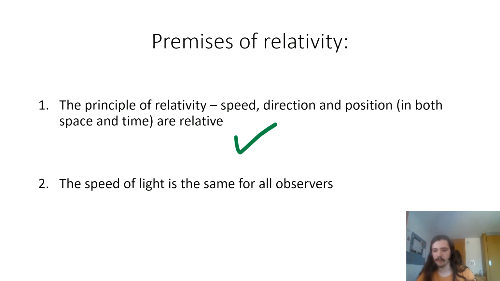And then the second principle, which seems probably more counterintuitive than the first, is that the speed of light is the same for all observers. So all observers will measure the same speed of light regardless of how fast they're going.